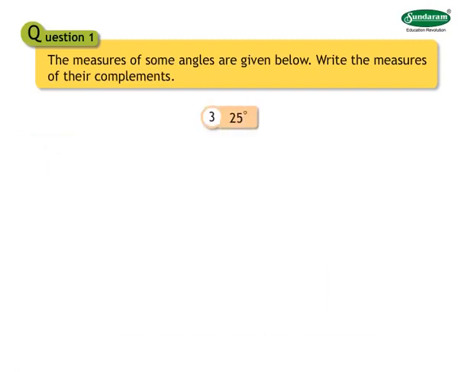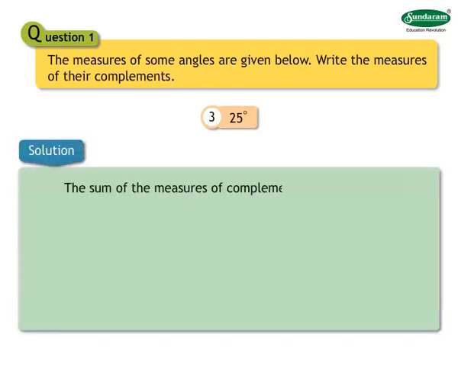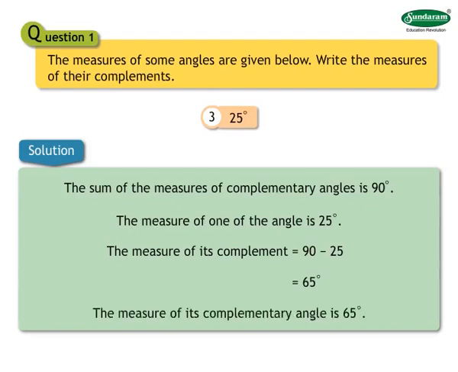Number 3. 25 degrees. Solution. The sum of the measures of complementary angles is 90 degrees. The measure of one of the angles is 25 degrees. The measure of its complement is equal to 90 minus 25, which is equal to 65 degrees. Thus, the measure of the complementary angle is 65 degrees.